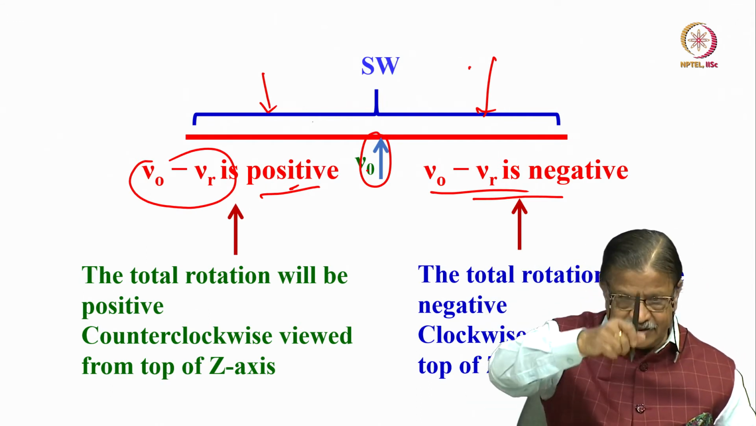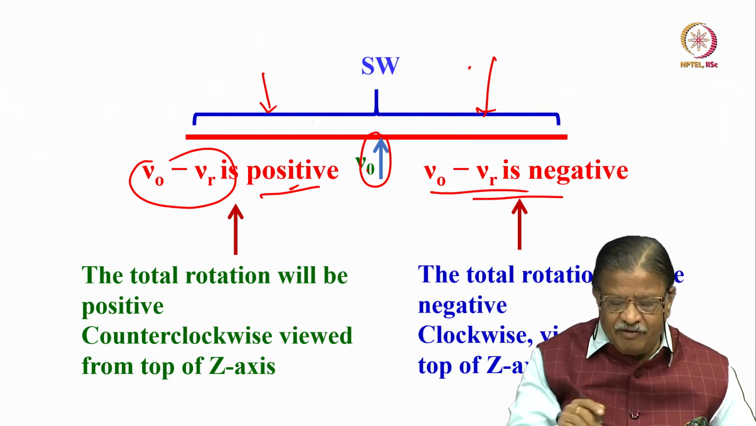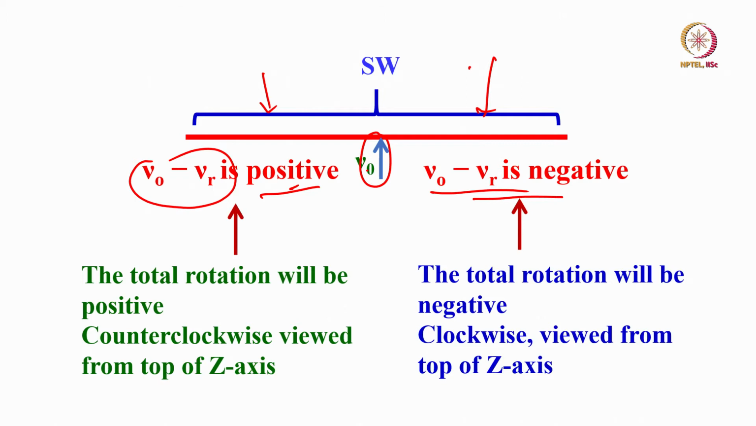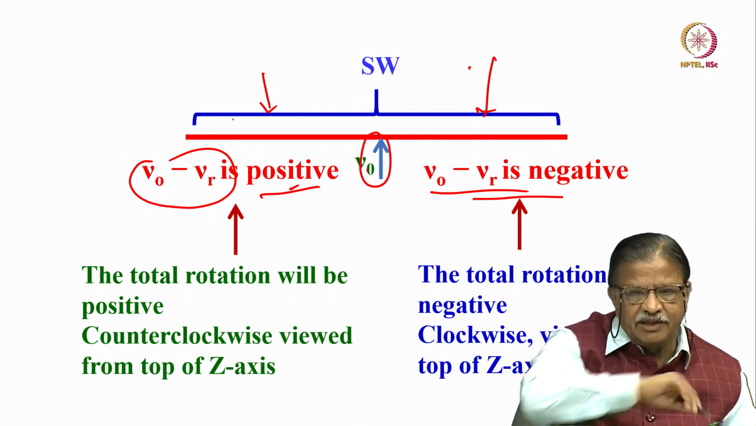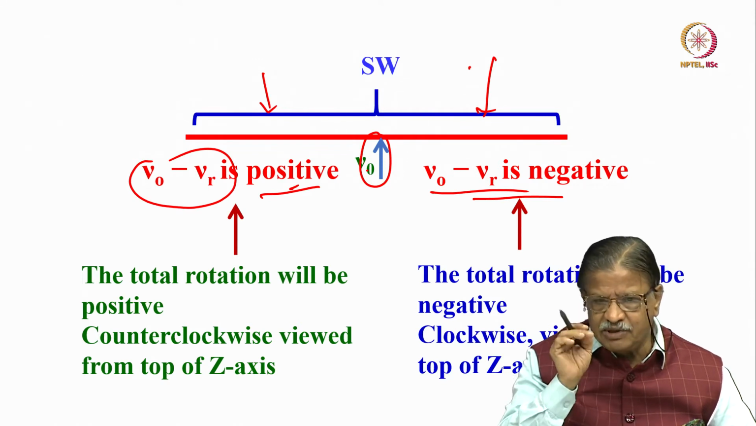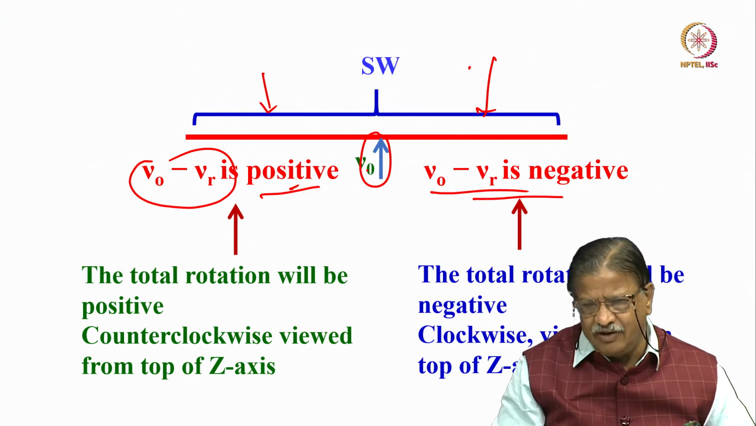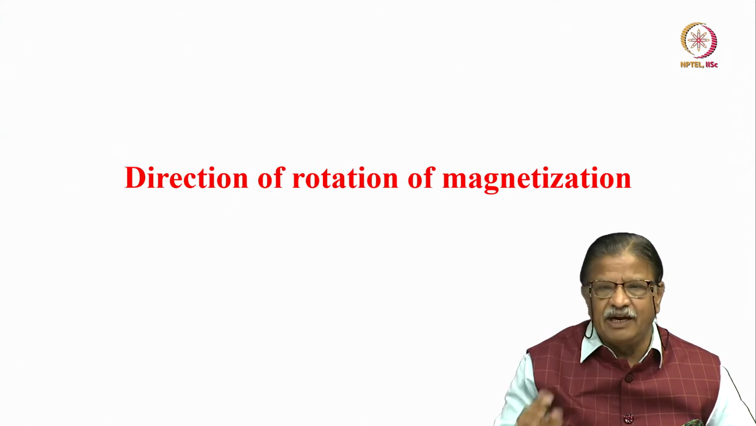Let us say this is the z axis, viewed from the top. It starts moving like this. If I have a peak here, it moves like that. If I have a peak here, it moves like this. This is the convention you must understand. How much time it takes to rotate by different degrees, for different durations, can be calculated now.